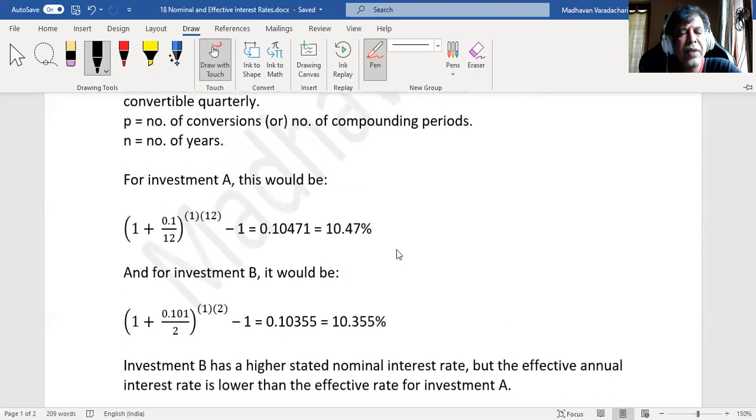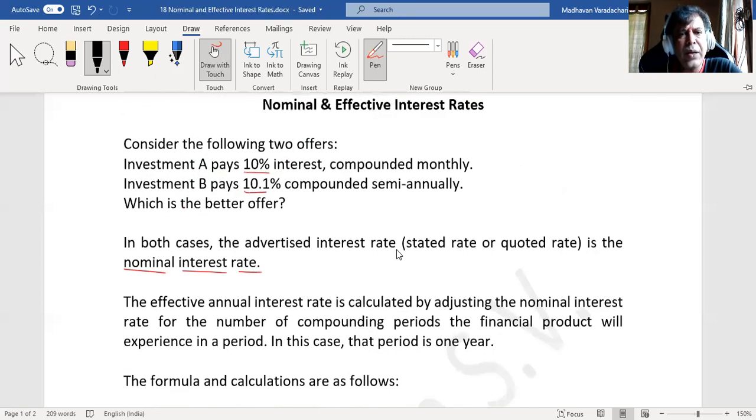So this is the basic difference between the effective interest rate and the nominal interest rate.